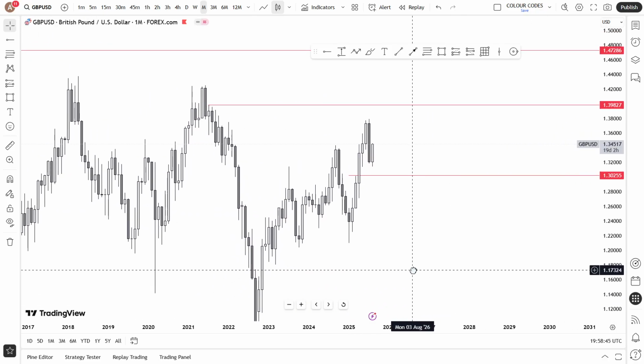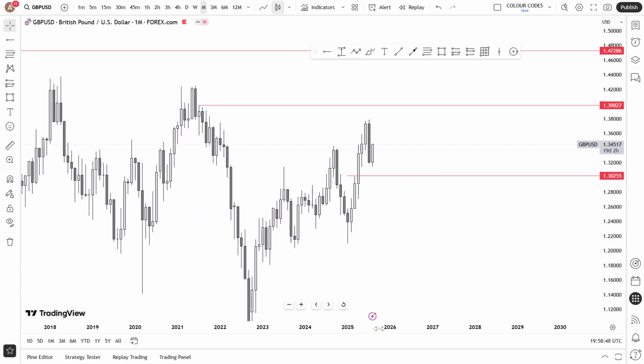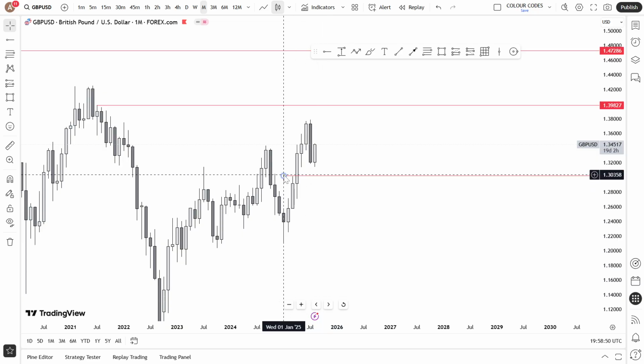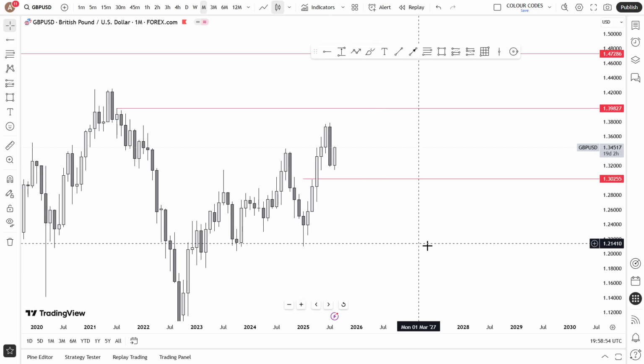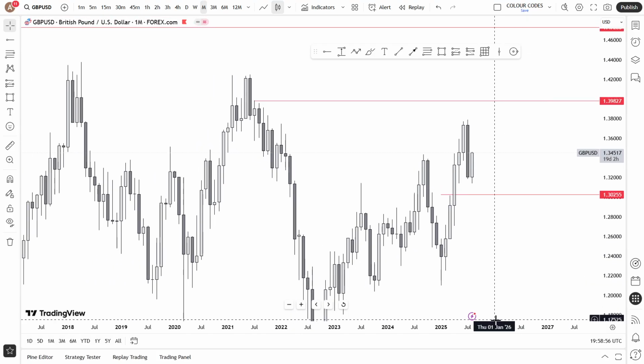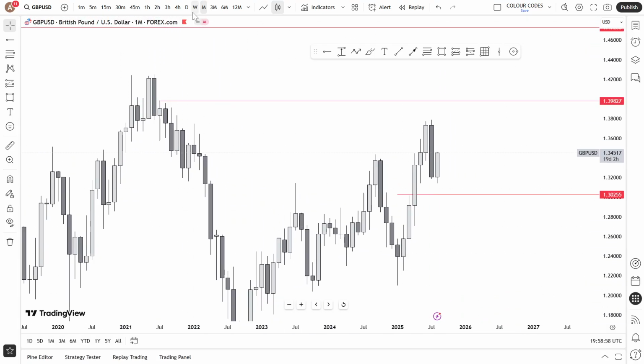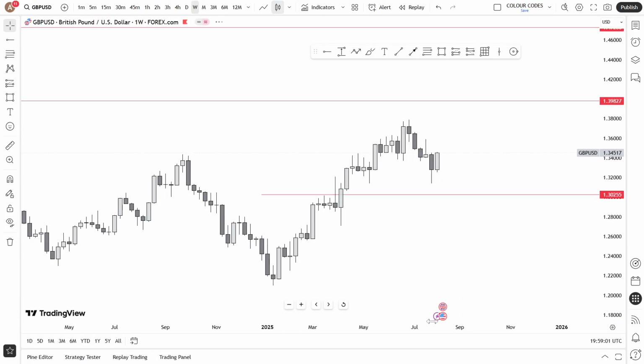Okay. So it makes a little bit of sense. You can see the 3 months fair value gap corresponds with the monthly fair value gap as well. So that means that we have two confirmations now. Let's still go down and then find an entry. Let's go to the weekly time frame.